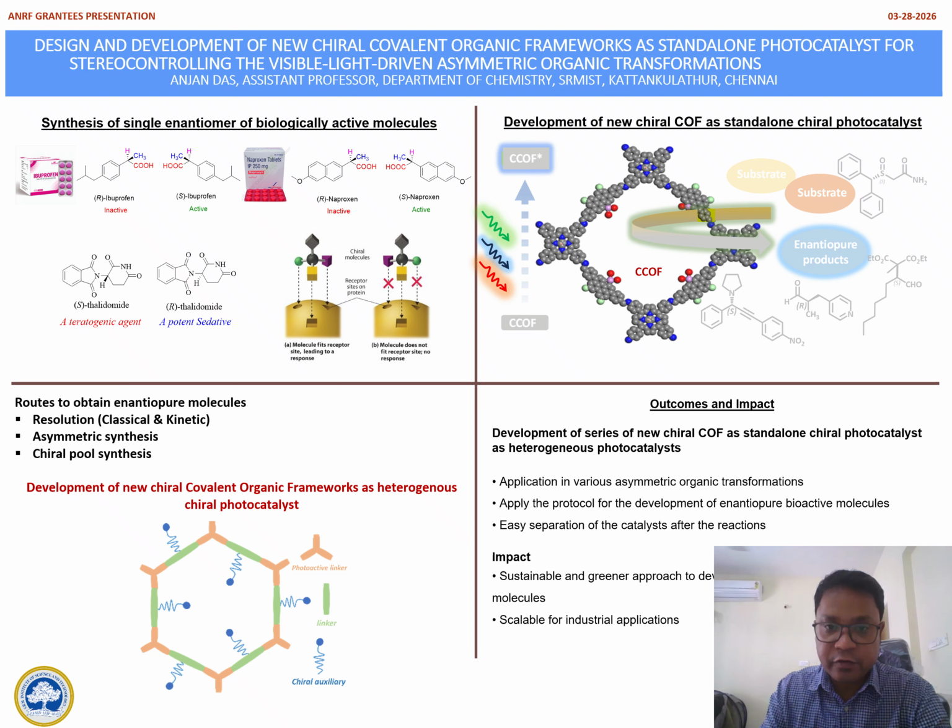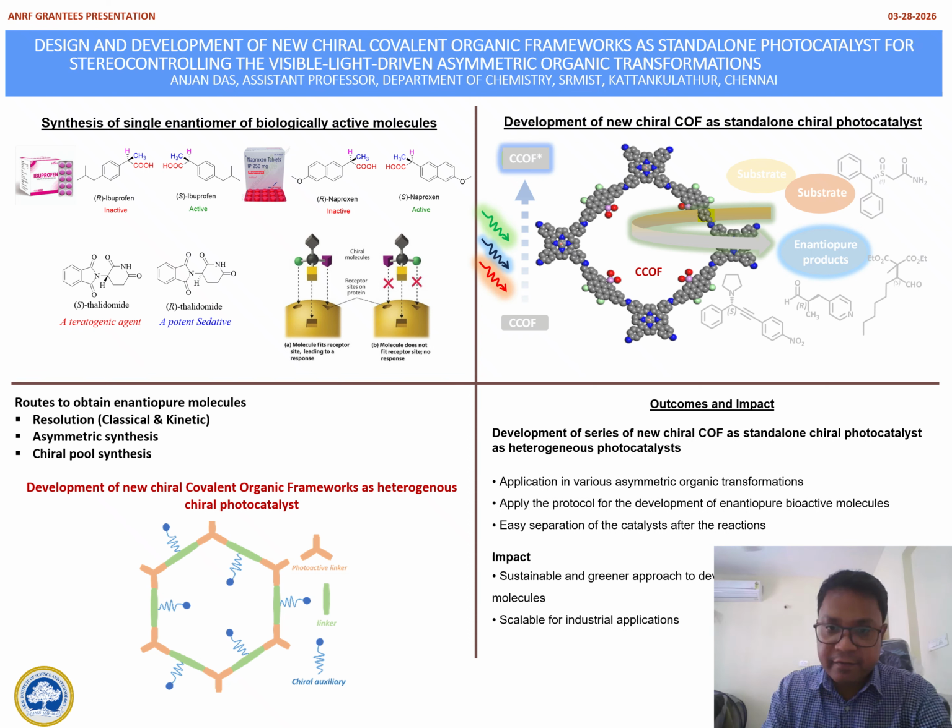So we can construct it from well-defined chiral building blocks, and this crystalline material we can rationally design to incorporate a photoactive unit as well as a chiral element within a single ordered architecture. So once we excite this new chiral material, the photoactive moieties generate reactive intermediates, while the chiral environment within the framework channels governs the chirality in the photoreaction products.